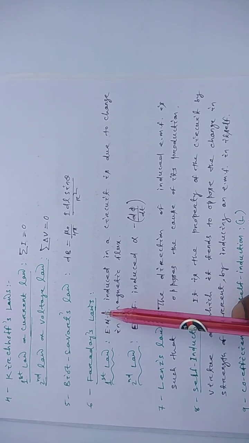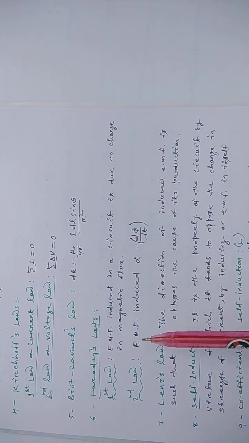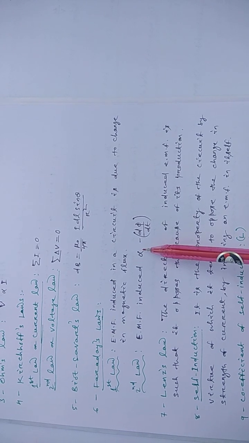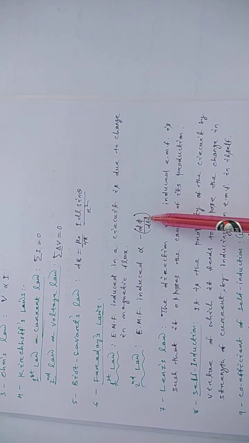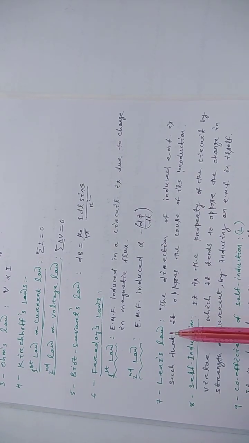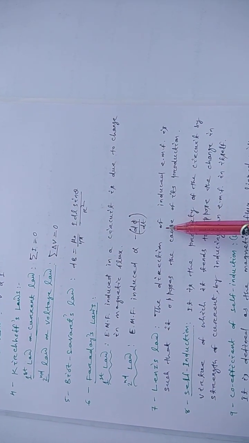Then is Faraday's law. There are two laws. First law, the EMF induced in a circuit is due to the change in magnetic flux. Okay. The second law is the EMF induced is directly proportional to the negative of rate of change of magnetic flux. Okay. Then is Lenz's law. Lenz's law is the direction of induced EMF is such that it opposes the cause of its production.